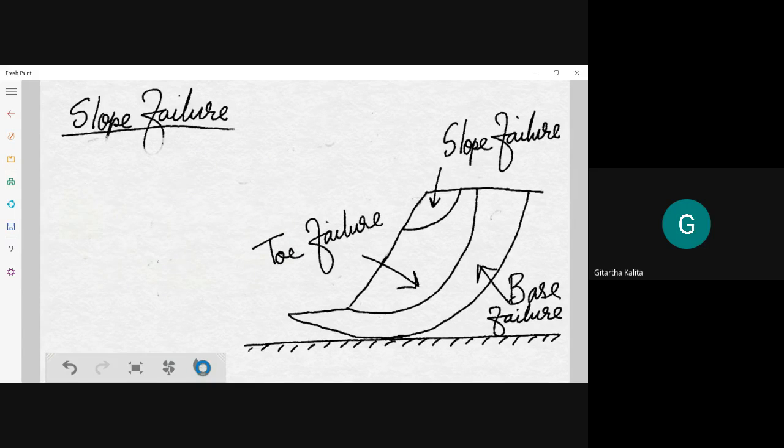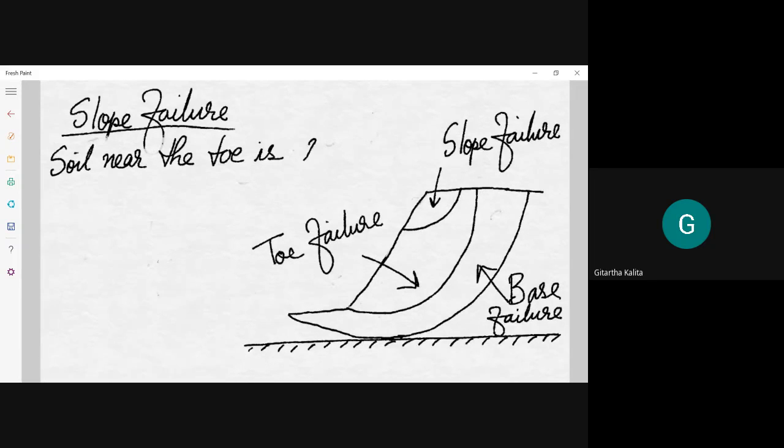In slope failure, the soil near the toe is strong. Please write it down: soil near the toe is strong. That's why the failure is not happening along the toe. The failure does not happen here. It happens here, because the soil here is strong and here the soil is weak.